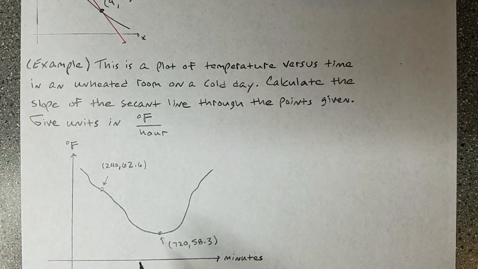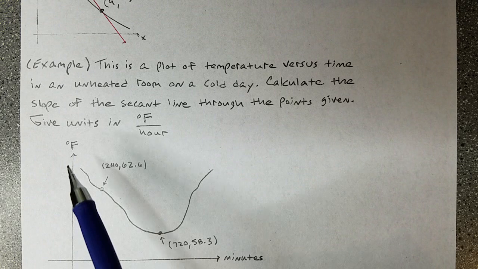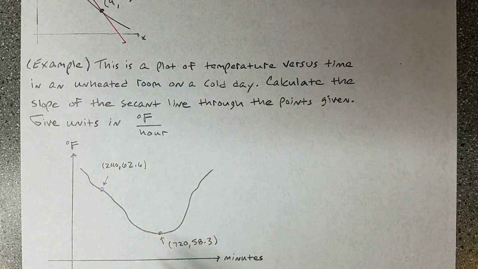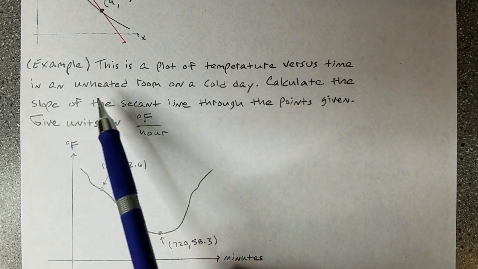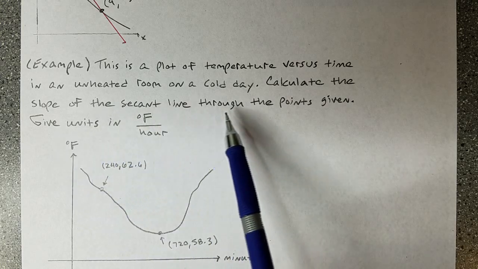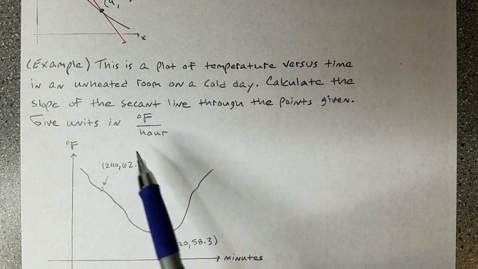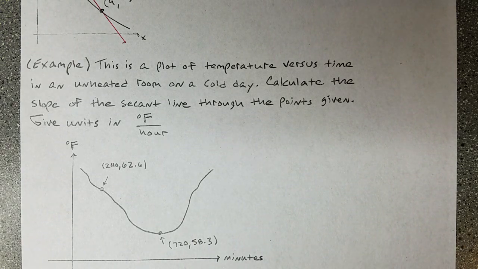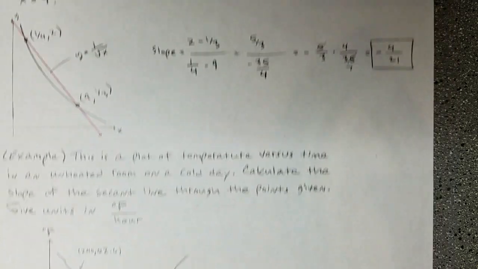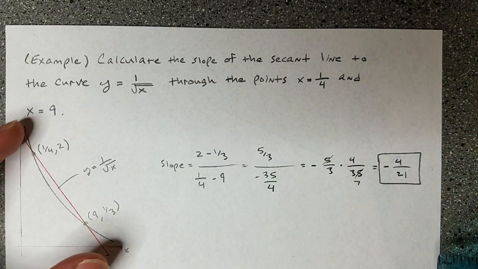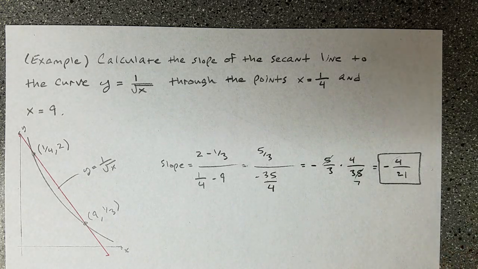So, look at this graph. Temperature on the y-axis in degrees Fahrenheit, time in minutes on the x-axis. It says this is a plot of temperature versus time in an unheated room on a cold day. Calculate the slope of the secant line through the points that are given and give your units in degrees Fahrenheit per hour. For the most part this sounds like the other problems we did, but these are measurements, so I can find the slope of the secant line and it will have a meaning. With the other problem, the slope is just how steep the line is that goes through those points. It's nothing more, nothing less.